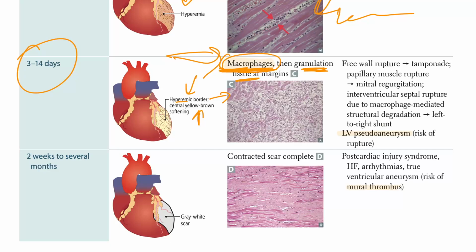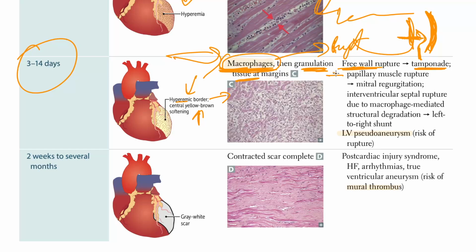What are the macrophages going to do? They will phagocytose anything extra, any dead tissue. So they can lead to rupture. If they rupture the free wall, meaning let's say this is the left ventricle, they rupture here, it's going to cause tamponade. Again, you have heart muscle, and on top of it you have just pericardium. So it will lead to tamponade.